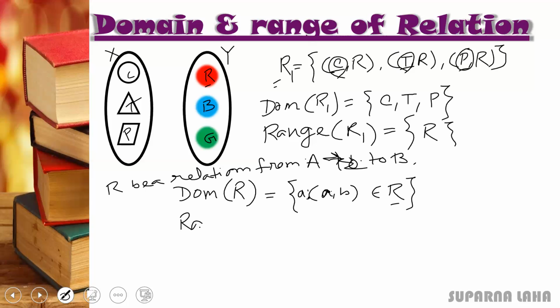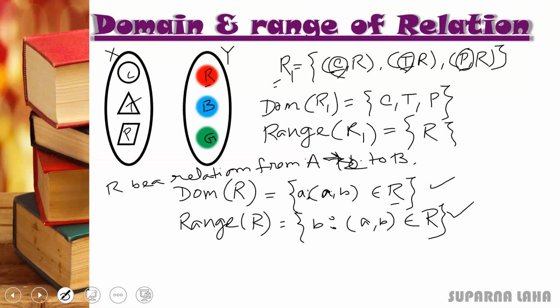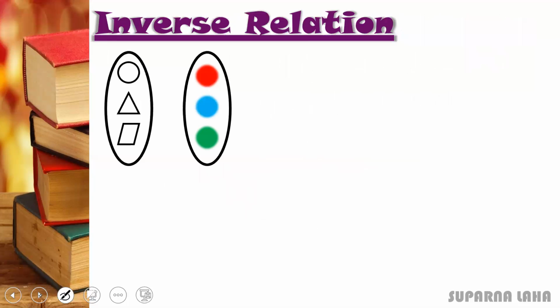And what is the range? The range of R is the collection of the members B where (A, B) is a member of R. So this is the mathematical representation for the domain and range of any relation R from A to B, where A and B are non-empty sets. Now next is the inverse of a relation. What is an inverse relation?